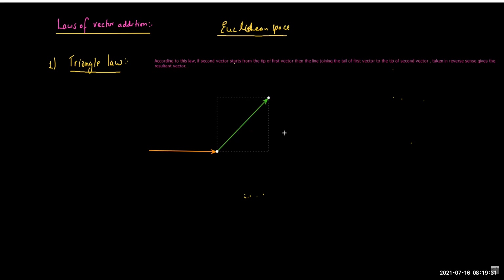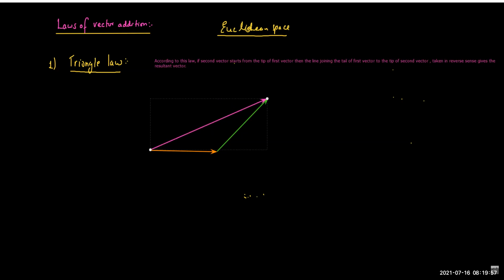So what you have done here is that you have drawn the second vector, keeping the origin or the tail of the second at the tip of the first. Okay. So now we are interested in finding the resultant. What this law is saying is that it's very easy. You start a line from the tail of the first and join the tip of the second. But you have to be careful here.